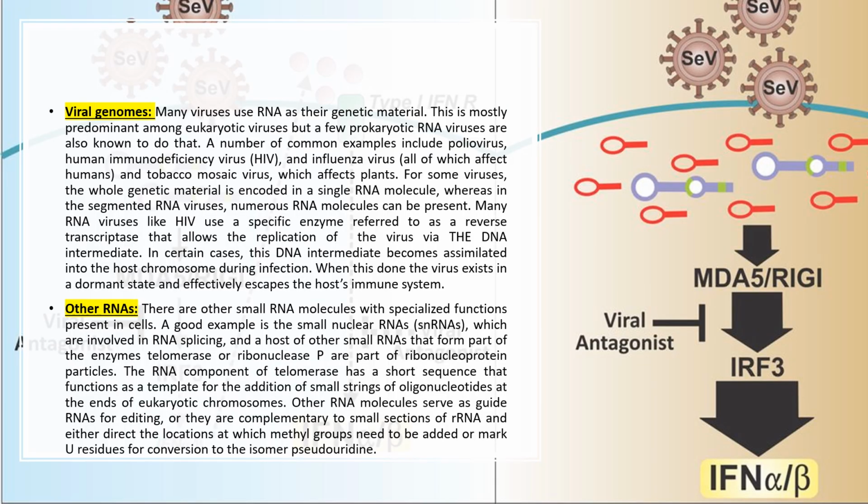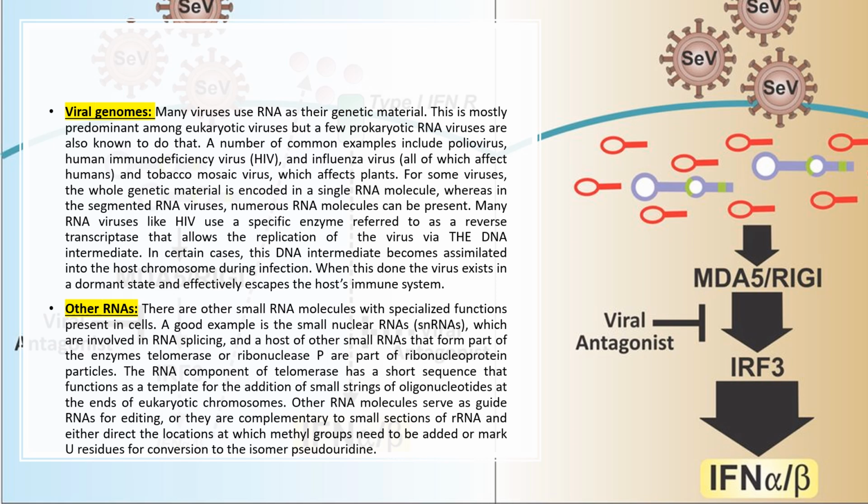Many viruses use RNA as their genetic material. This is mostly predominant among eukaryotic viruses, but a few prokaryotic RNA viruses are also known. A number of common examples include poliovirus, human immunodeficiency virus, and influenza virus, all of which affect humans, and tobacco mosaic virus, which affects plants. For some viruses, the whole genetic material is encoded in a single RNA molecule, whereas in the segmented RNA viruses, numerous RNA molecules can be present.